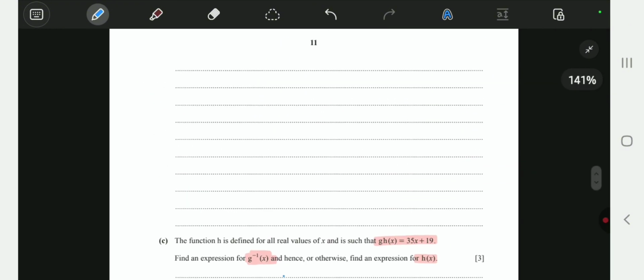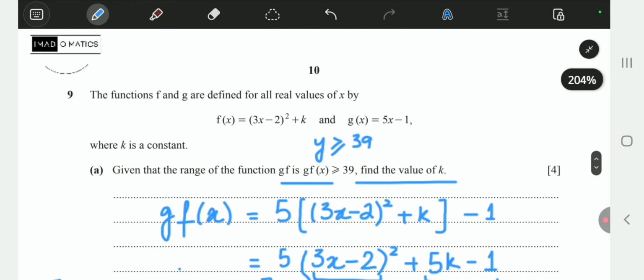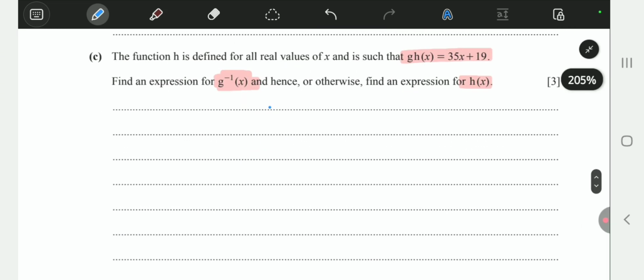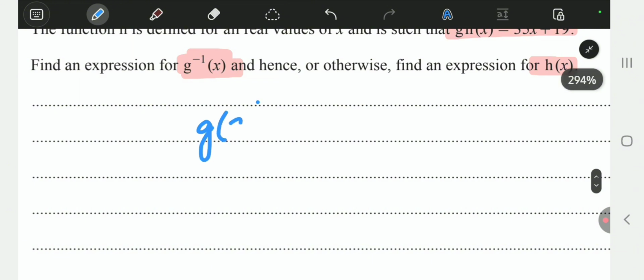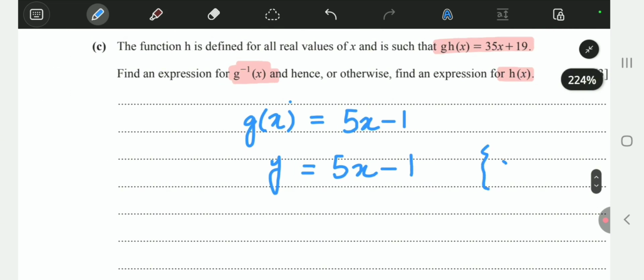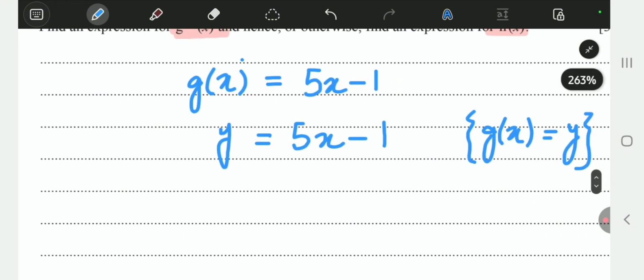Okay, first what is g of x? G of x is 5x minus 1. Okay, so let's first write that. G of x is 5x minus 1. So let's find an inverse. How do we find inverse? We put function equals to y and then make the x subject. First we put g of x equals to y. Make the x subject. X is going to be equals to y plus 1 over 5.